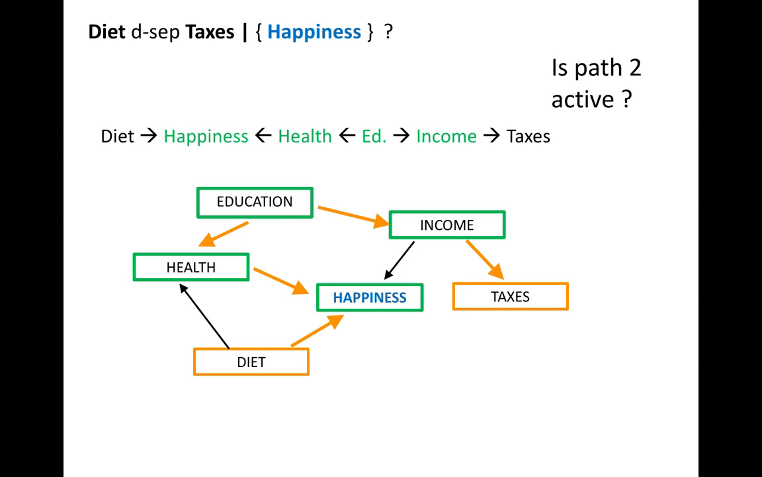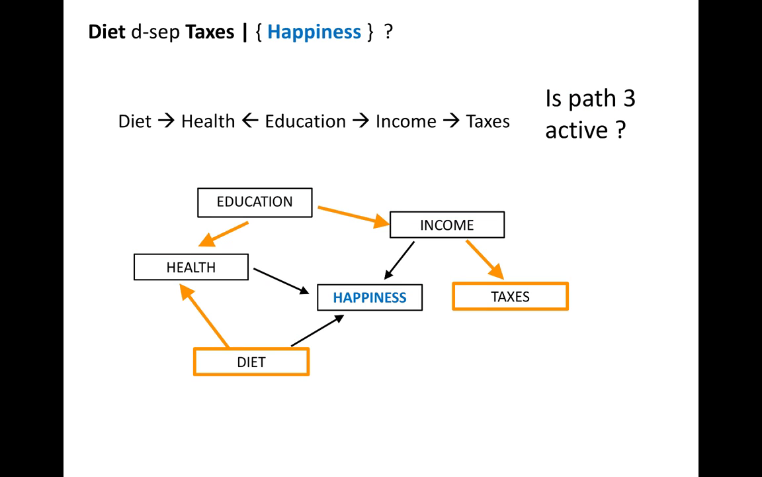Is path 2 active? Yes, as now that happiness is flipped, all the nodes are active. Is path 3 active? Yes. Why did health become active, even though it's a collider that was inactive relative to the empty set, but is now active relative to happiness? Because we have conditioned on one of its descendants, happiness.